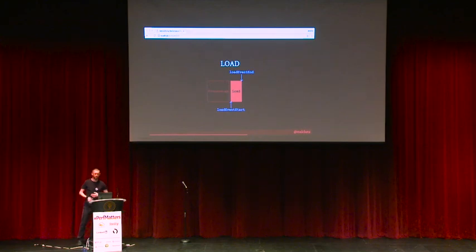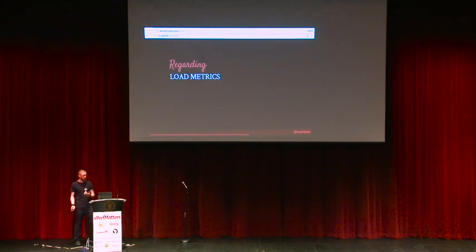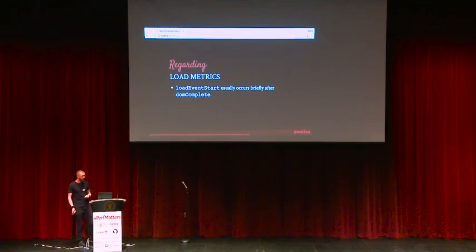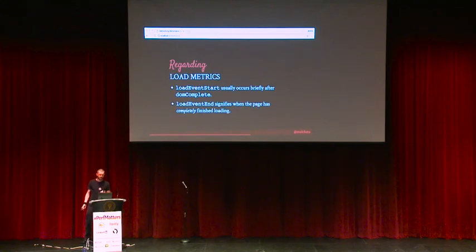Load event start and load event end signify the beginning and the end of this phase. And really, there's only a couple things you really need to know about load metrics. It's that load event start will usually occur briefly after domComplete. They're very similar, but they're distinct. And load event end signifies when the page has utterly and completely finished loading. And that's the processing model. That's pretty much it. But I'm not done yet.